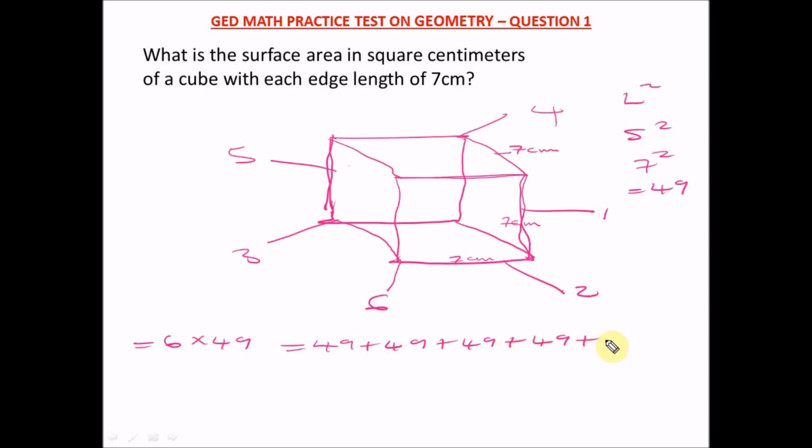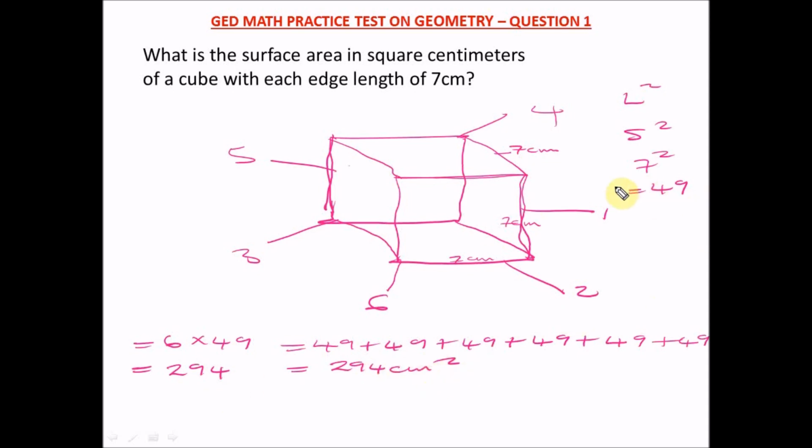Okay, since we have 6 squares of the cube, plus 49. How many do we have here? This is 5 plus another 49. So this would give us the same thing. 6 times 49 would give us what? This will give us 294. And if you add up all this, you're still going to get 294 centimeter square.